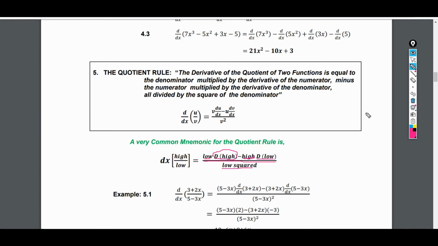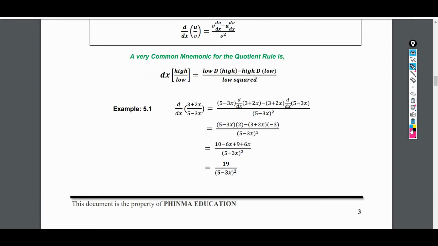Okay, let's try our example here. The derivative of 3x plus 2x all over 5 minus 3x. This is our low and this is our high. It says the low times the derivative of the high. Our low is 5 minus 3x, times the derivative of the high, minus our high times the derivative of our low, which is 5 minus 3x.